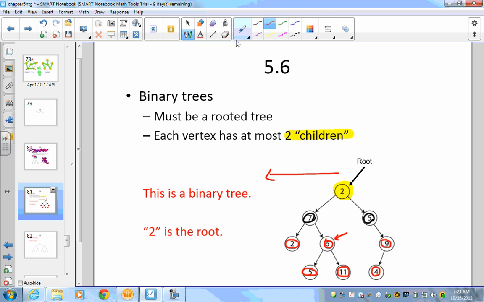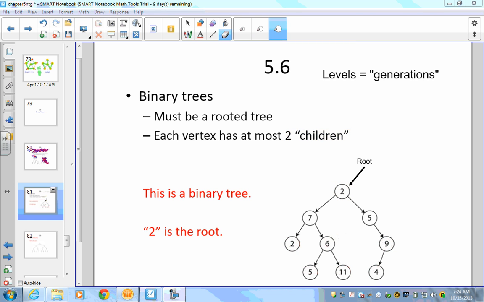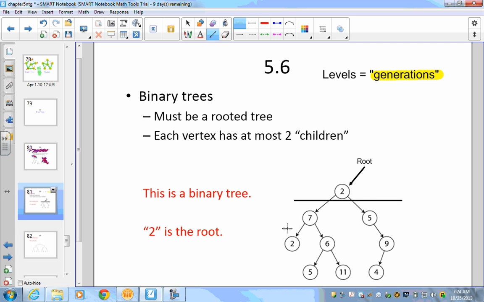Another thing I want you to look at is what would be considered the levels. The levels are like generations if you want to keep the family tree terminology going. Each generation, so to speak, is a different level in the particular binary tree. So this is like the great grandfather. These are the grandfathers. These are the kids, and those are the children. See how I cut all that up into different levels or different generations, so to speak.